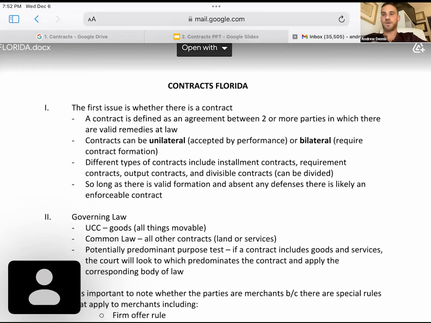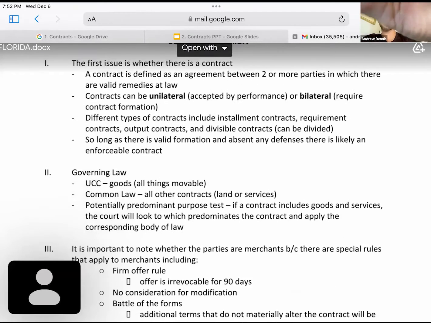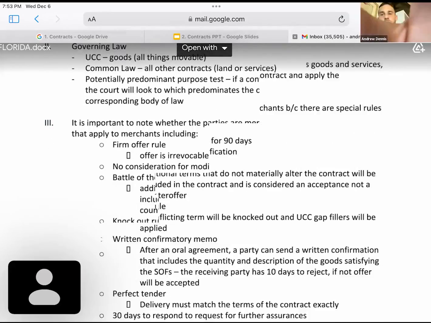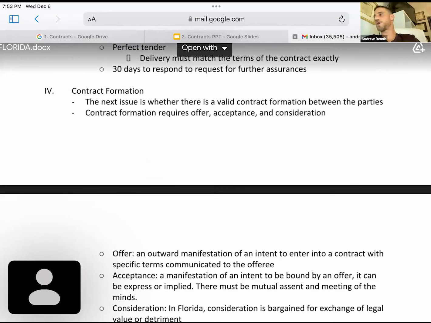So thank you, Shelby. And as we continue, I just want to recap for her and Jackson, who just stepped in the room. We just talked about whether there's a contract, the governing law, UCC versus common law, predominant purpose test, and noting if they're merchants or not, because there are special rules that apply to merchants. We go through those points quickly and efficiently, and then we get to the thing that everyone loves, which is contract formation. The next issue is whether there's valid contract formation between the parties. Contract formation requires offer, acceptance, and consideration.